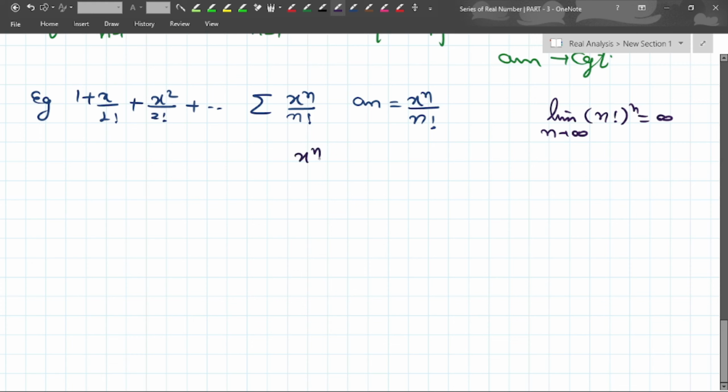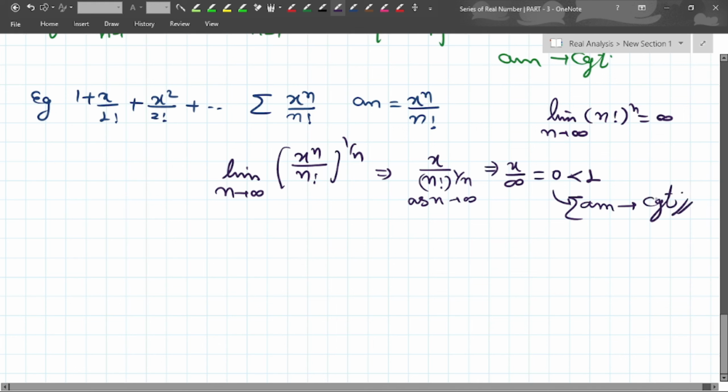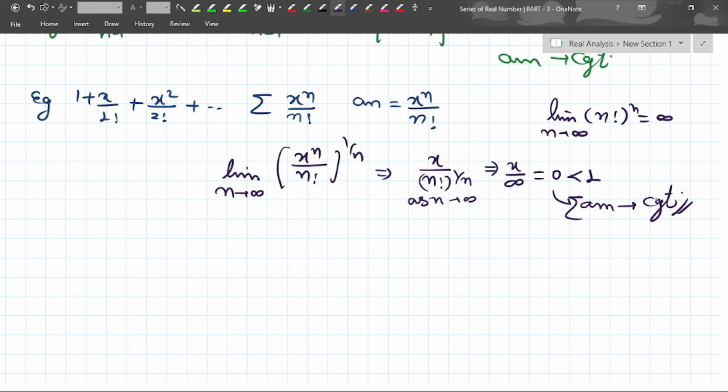So now I can apply x power n by n factorial, and if I apply the limit as n tends to infinity, it is going to be x upon n factorial power 1 by n. As n tends to infinity, this will be x upon infinity, so this will go to 0. It is less than 1, which means this is convergent. So from here I can say my summation an is a convergent series. This is one of the cases. So using the comparison test and root test, we can check the convergence of this particular series.